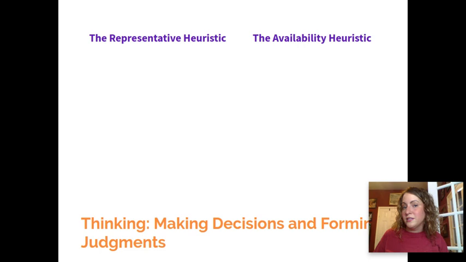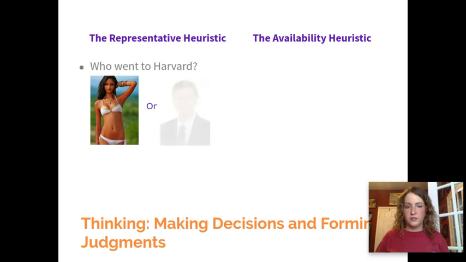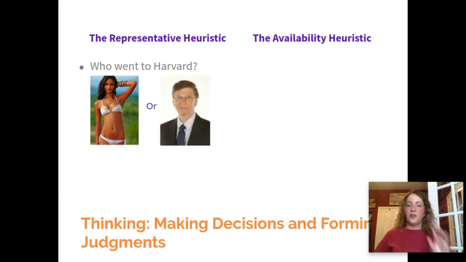And you're not always right, but you're using a good rule of thumb, a good strategy. So what is the representative heuristic? Here's an example. Who do you think, based on this picture, went to Harvard? You're thinking smart person, educated, but if you know who this is, Bill Gates.